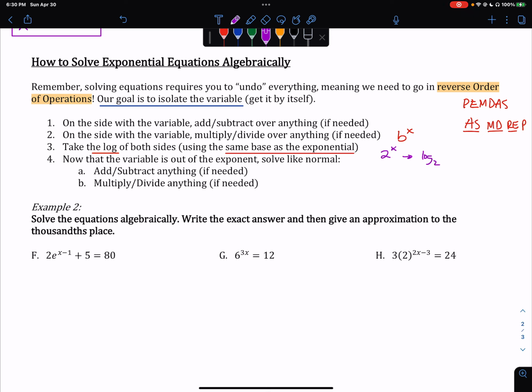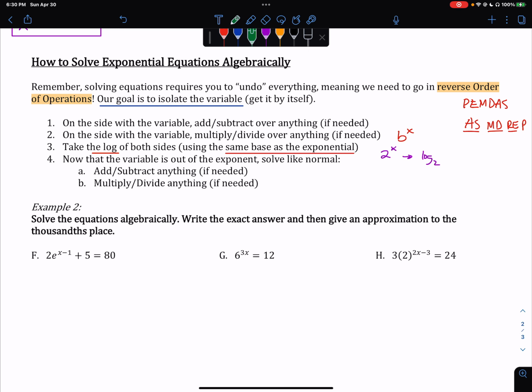Right? Or if my base is 10, I'm going to use log base 10. Okay, so my log base and my big base have to match. And then once that is done, that will cancel out the base, leaving us just the exponent, and now we just solve like normal. Again, is there anything we can add or subtract? Is there anything we can multiply or divide to get the x by itself?